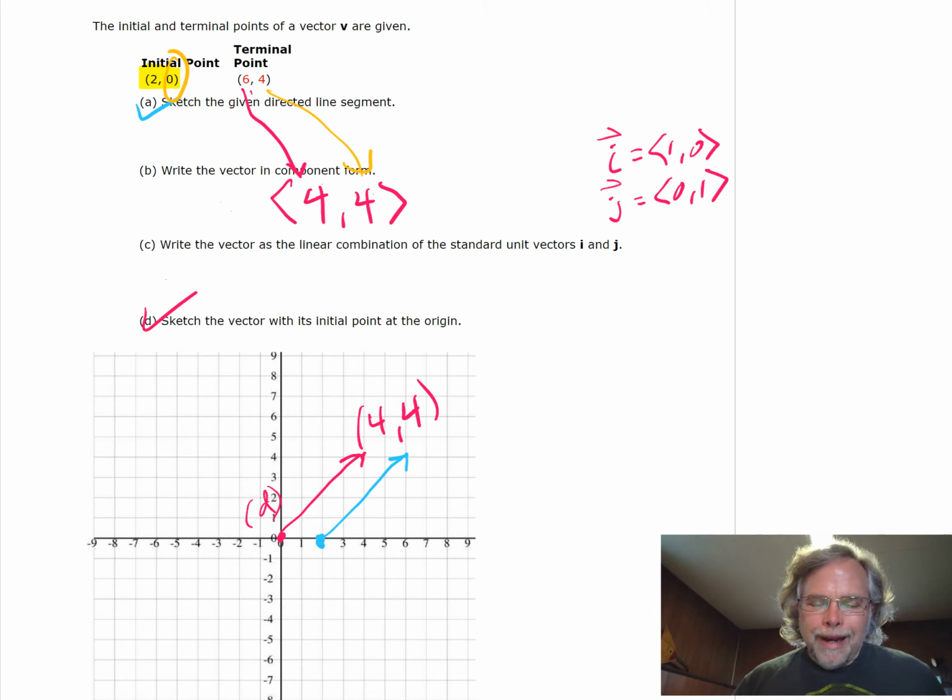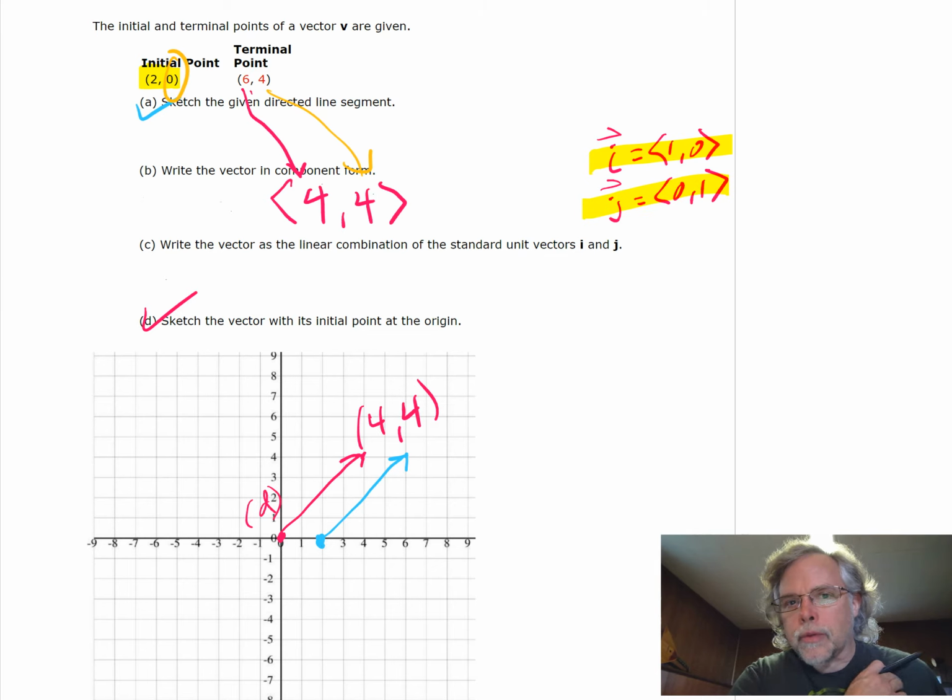Now about part C, it's talking about writing the vector as a linear combination of the standard unit vectors i and j. So what does that mean and how do you do it? Pretty easy as you'll see, but you have to understand the terminology. And it has to do with what i and j were defined to be, which in component form were those 2 vectors. Now this business about linear combination, what exactly does that mean?